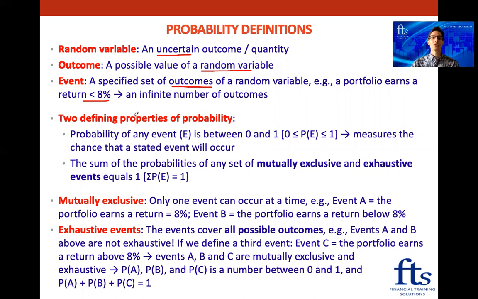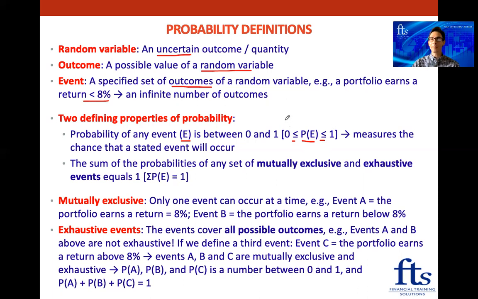Now we need to know the two defining properties of probability. So the probability of any event, which we just call E, is between 0 and 1. So if we put the probability of the event in the middle, we can see it is greater than or equal to 0, and it is less than or equal to 1. So we include the equal signs, which means that the probability is inclusive of 0 and inclusive of 1.